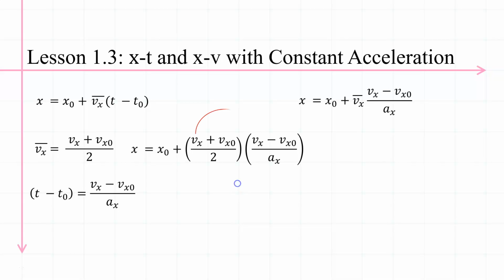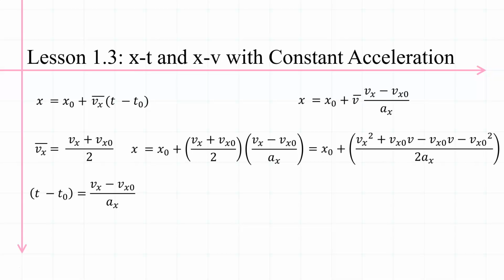First I'm going to multiply together the first values, so I'm going to have vx squared. Then the inner and outer values, I'm going to have plus vx vx0 minus vx vx0. And then I'm going to multiply together the last values, and that's going to be negative vx0 squared. When I do all of that, I will end up with this expression. This can be simplified because notice that I have vx0 vx minus vx0 vx. So those will cancel out.